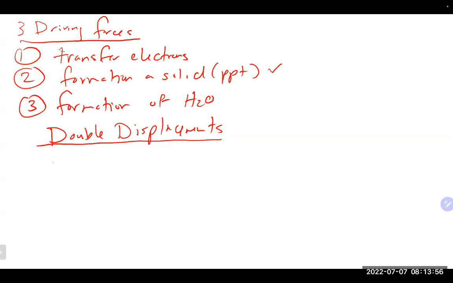Double displacement reactions pretty much always have this sort of setup. The way you recognize them is there are two ionic compounds, so you should have two things that are ionic, a positive and a negative guy. And pretty much 100% of the time, it is just the positive guys that switch partners, and they form new ionic compounds on the other side.